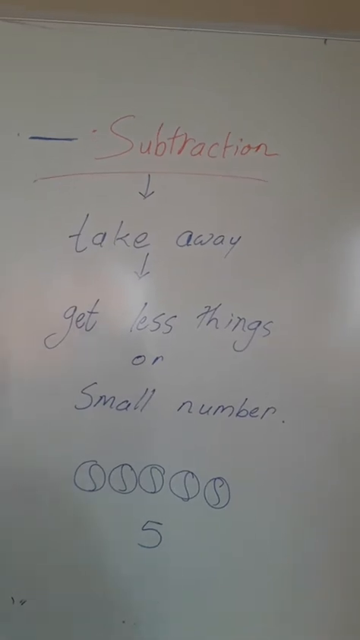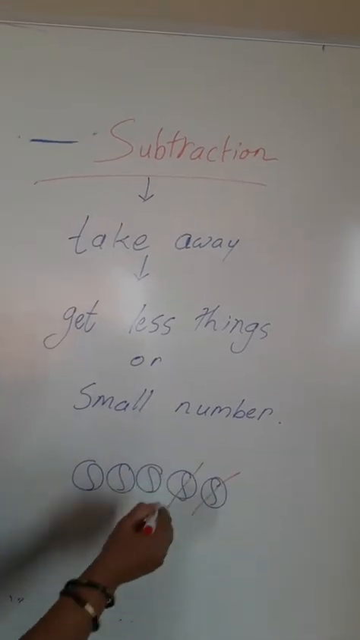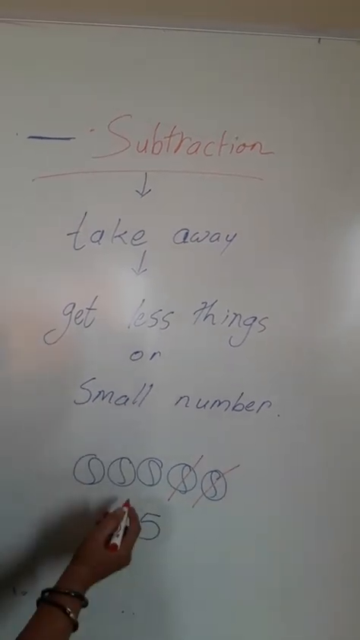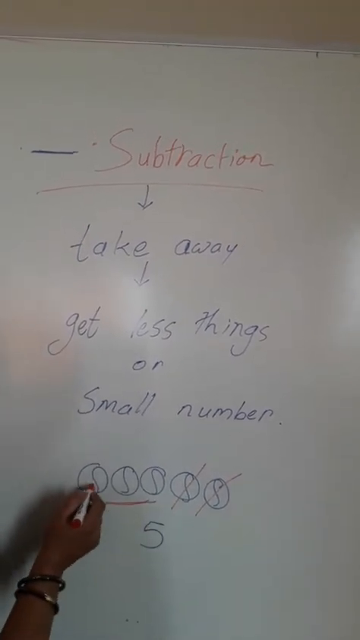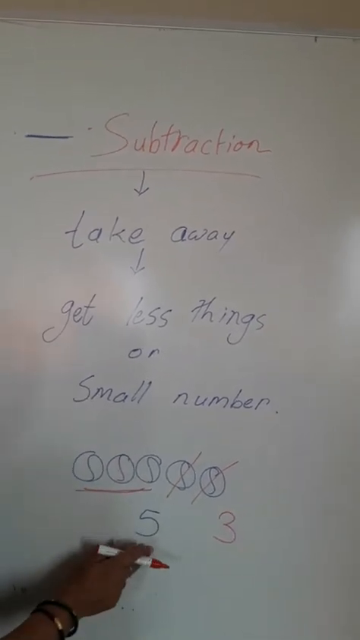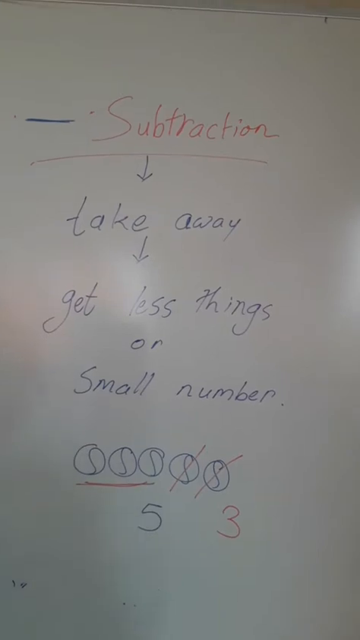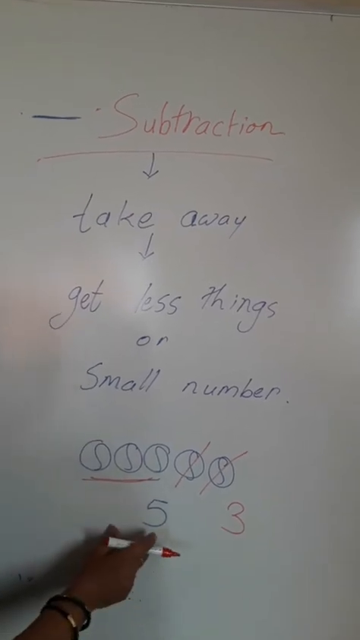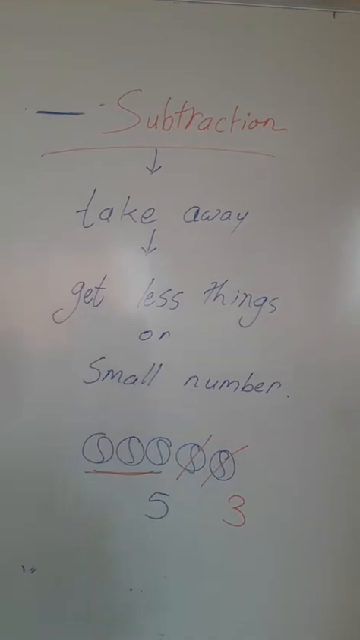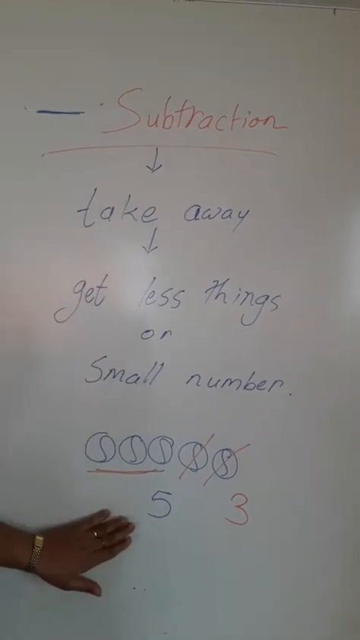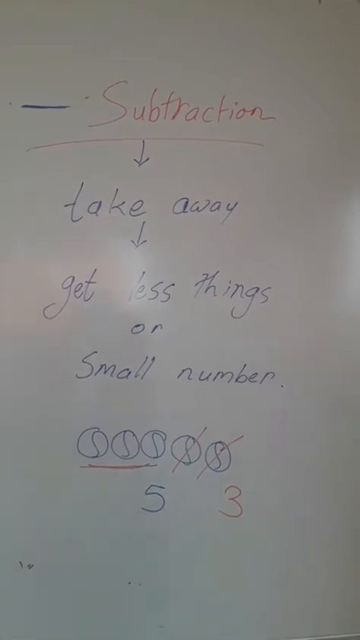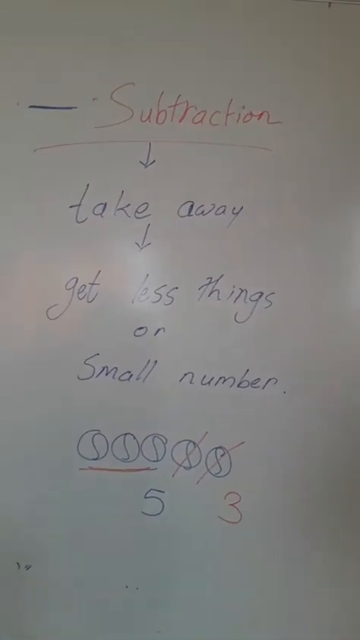And if I subtract 2 balls, means if I take away 2 balls, how many balls are remaining for me, kids? 1, 2 and 3. Means ये क्या हुआ? 5 से 3 हो गया, मतलब small number हो गया. 5 is a big number and 3 is a small number. Means whenever we do subtraction, we get less things or a smaller number. Now let's start our today's classwork, kids.